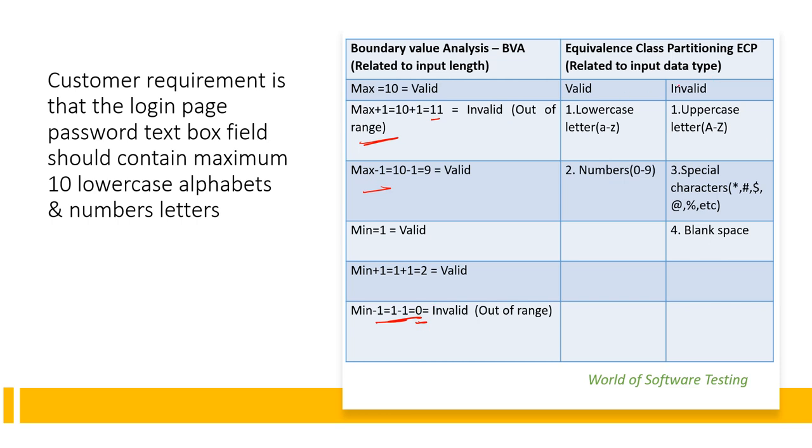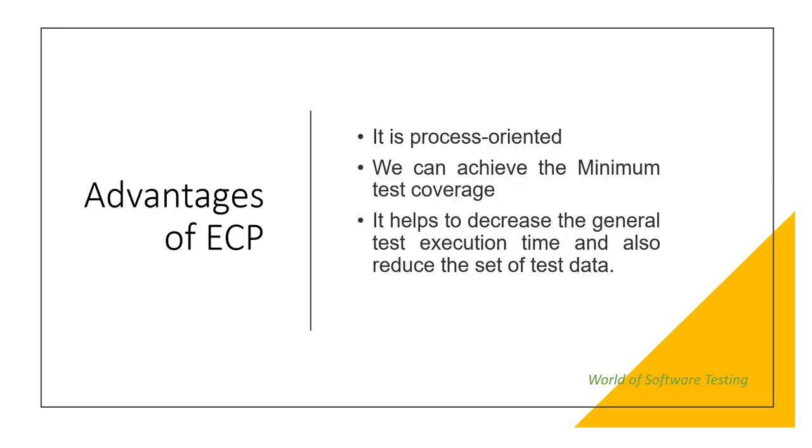Again, in equivalence partitioning, we have valid and invalid inputs. So we can accept lowercase alphabets and then numbers 0 to 9. And then the uppercase A to Z will be invalid. All special characters will be invalid, and blank spaces will be invalid. So in this way we can use the ECP.